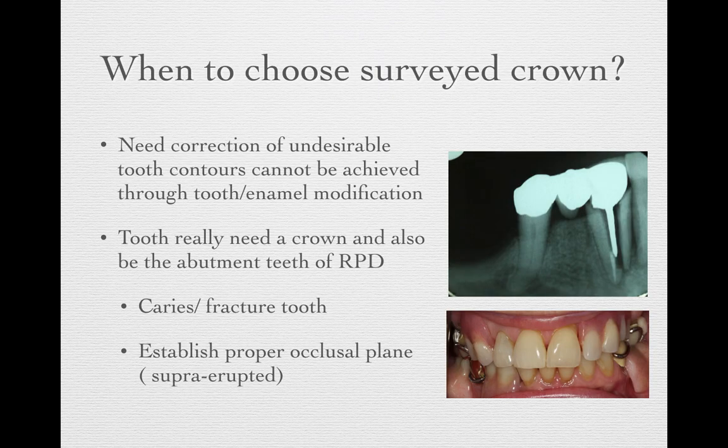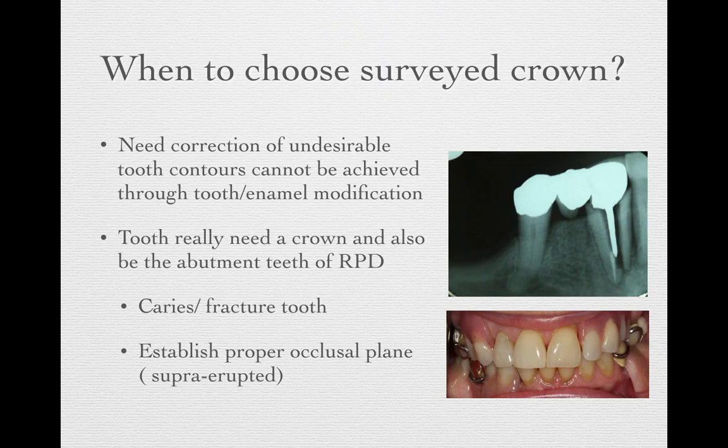So when to choose survey crowns? Sometimes some teeth will need the creation of an undesirable tooth contour, which means that you want to have an undercut on the tooth, but the tooth morphology is not really able to achieve that. Even if you do some enamelplasty or tooth modification, you're still not able to achieve that. Then the only way is to make a crown, to reshape the contour of the tooth.